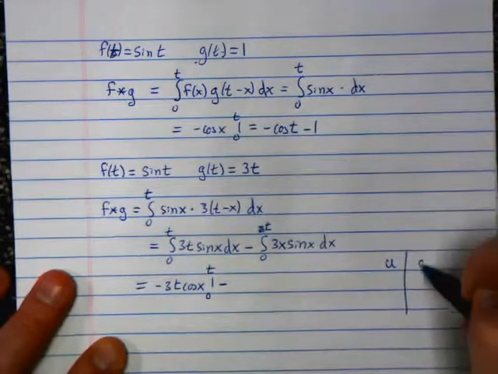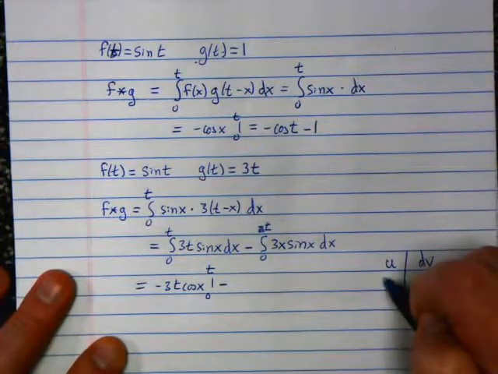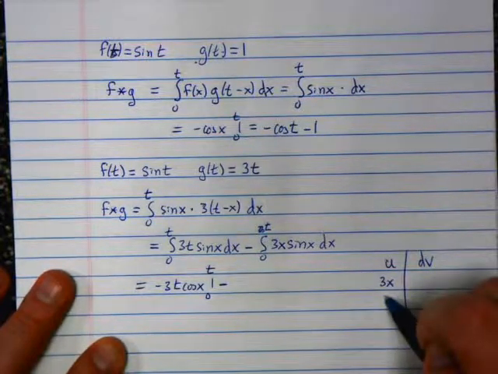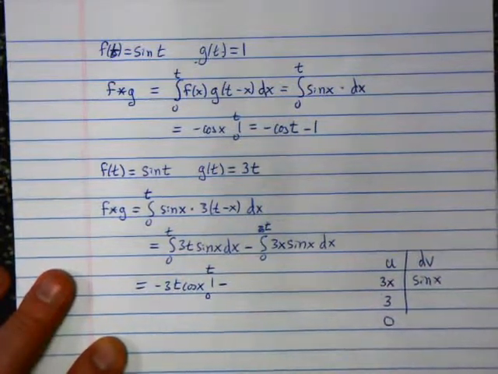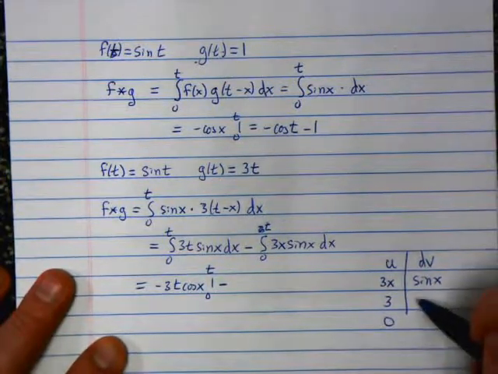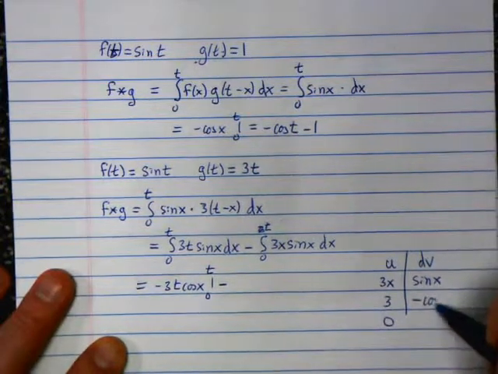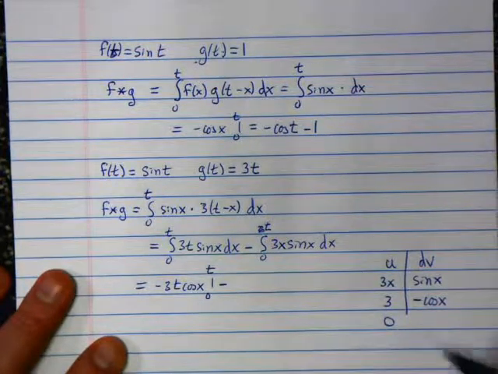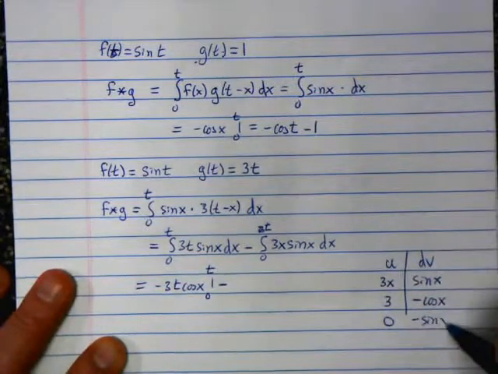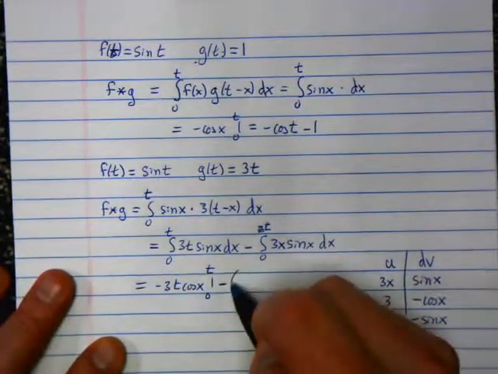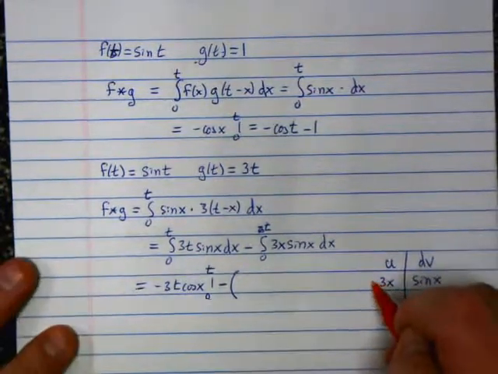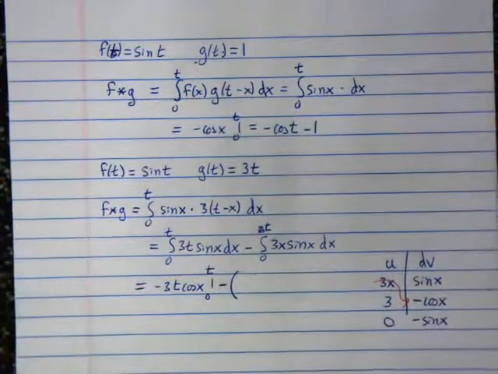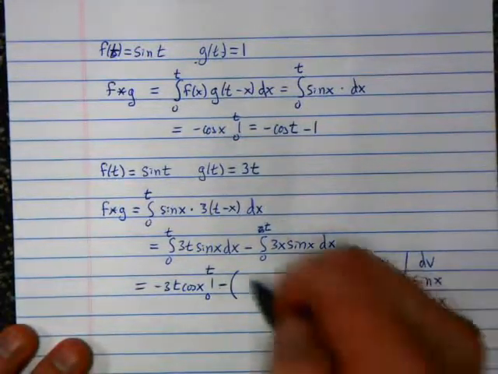So I'm going to have my u and my dv. What should u be? 3x. The derivative of 3x is 3. The second derivative is 0. Here I have sine x for my dv. The integral of sine x is negative cosine x. The integral of negative cosine x is negative sine x. All right, so there's my minus that I had before. And then for this tabular method, we multiply this way. So that's minus 3x cosine x.